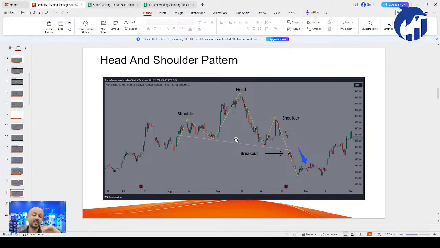Sorry for not denoting it in this example, but you can see my mouse. The distance from the head to the base of the neckline, the base of the pink line, is exactly the same distance that we would duplicate and put below this neckline, to give an area of interest where we would be wanting to close our trades and take profit. So this is a depiction of a head and shoulders pattern. All right.